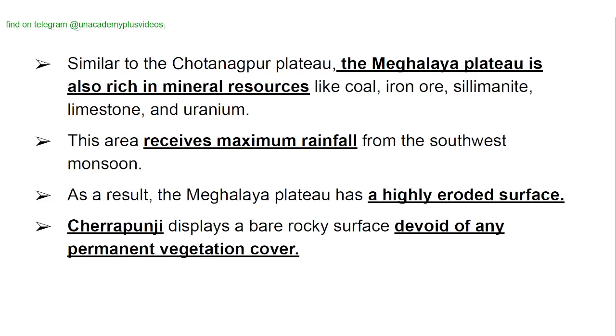Similar to the Chotanagpur Plateau, the Meghalaya Plateau is also rich in mineral resources like coal, iron ore, sillimanite, limestone, and uranium. This area receives maximum rainfall from the southwest monsoon. As a result, the Meghalaya Plateau has a highly eroded surface. Cherrapunji displays a bare rocky surface devoid of any permanent vegetation cover.